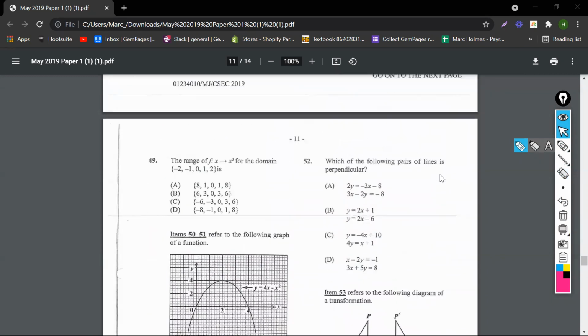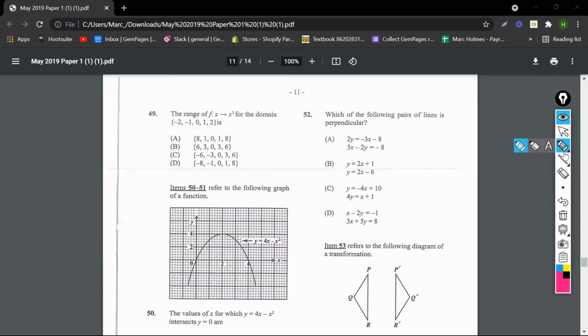Almost finished. So guys, this is what you call breakfast, lunch, and dinner. This one is definitely a dinner, not too easy to solve. It says, which of the following pairs of lines is perpendicular? That one is not so easy still, may I tell you straight.